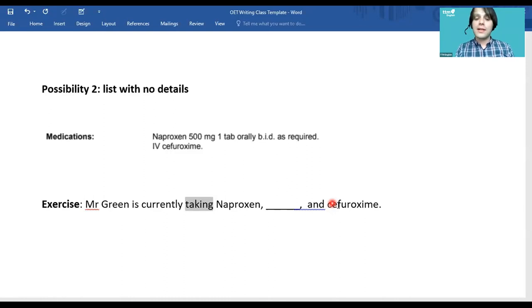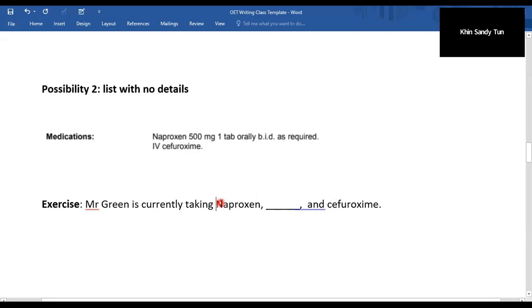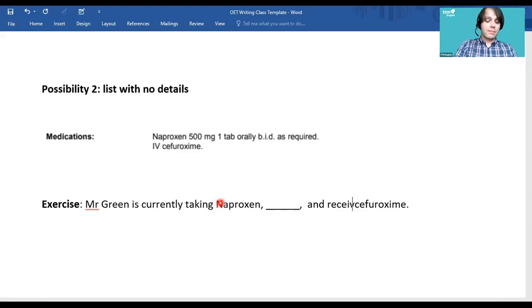The language is not technically right. So I would say she's currently receiving, right? So here you could say receiving. Yes. By IV. Yeah, that's a great point.